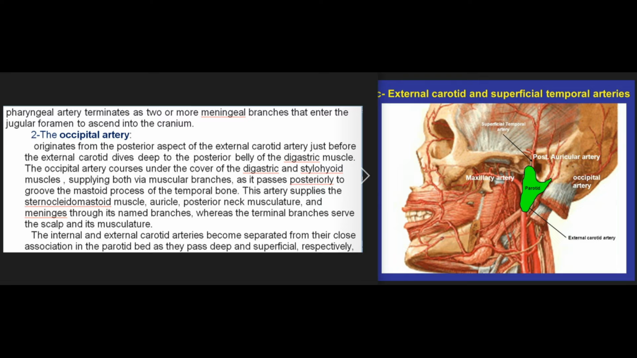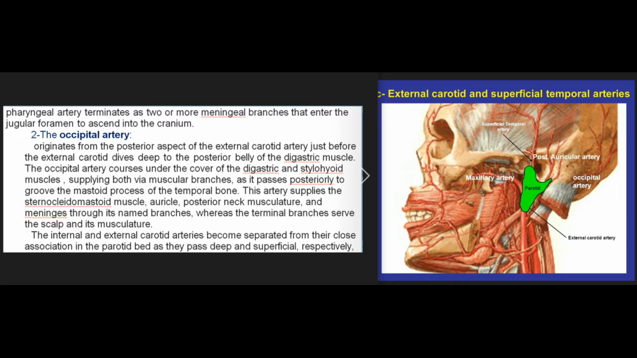2. The occipital artery originates from the posterior aspect of the external carotid artery just before the external carotid dives deep to the posterior belly of the digastric muscle. The occipital artery courses under the cover of the digastric and stylohyoid muscles, supplying both via muscular branches, as it passes posteriorly to groove the mastoid process of the temporal bone. This artery supplies the sternocleidomastoid muscle, auricle, posterior neck musculature, and meninges through its named branches, whereas the terminal branches serve the scalp and its musculature.